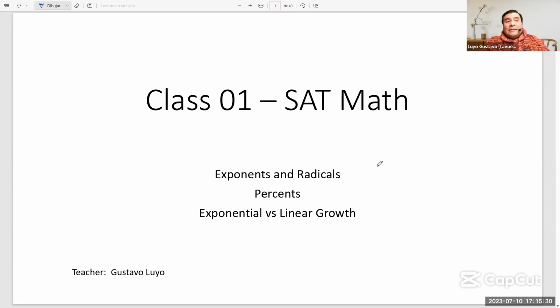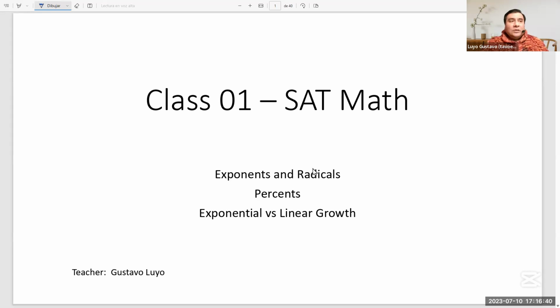The first topic we'll see today is exponents and radicals. All right, so I always try to provoke my students to think about what kind of questions you'll be able to deal with in the SAT at the beginning of each lesson. So if we talk about the theory of exponents and radicals, what kind of questions are we aiming at? These questions, for example, take a look.